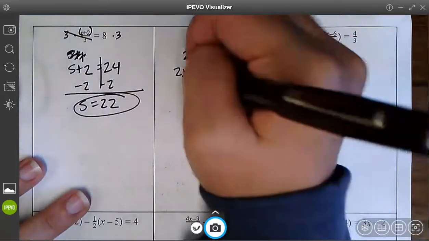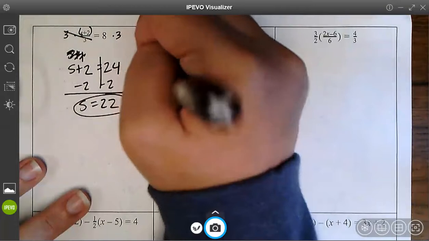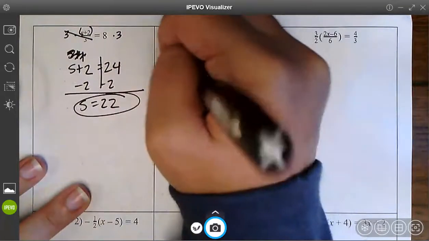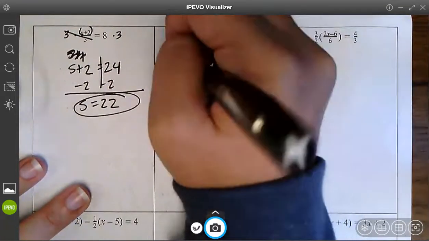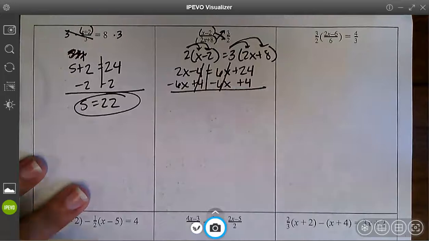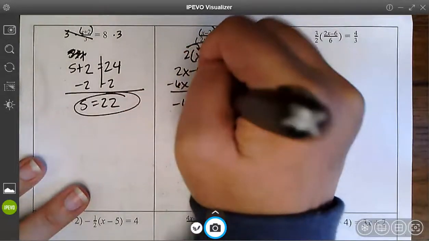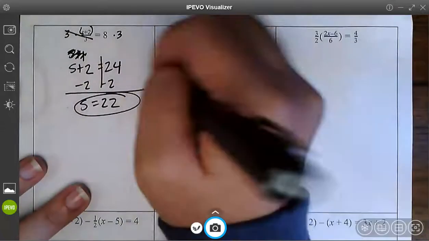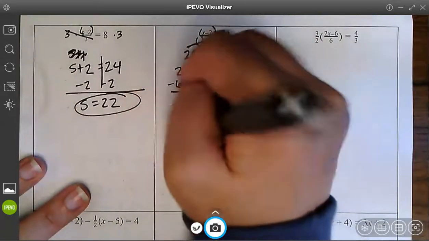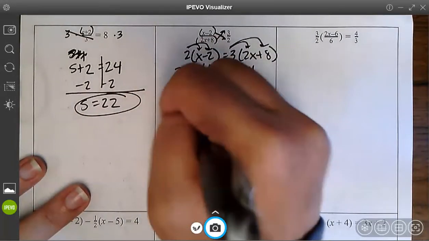Get my x's together, so I'm going to subtract 6x from both sides. And I'm going to add 4 to both sides. So those cancel and those cancel. And I get negative 4x equals 28. Divide both sides by negative 4. And you get x equals negative 7.